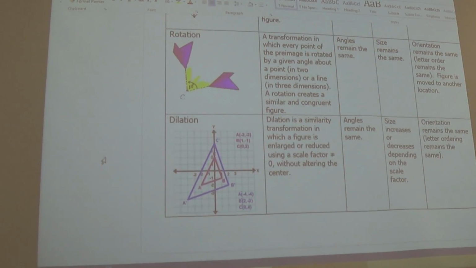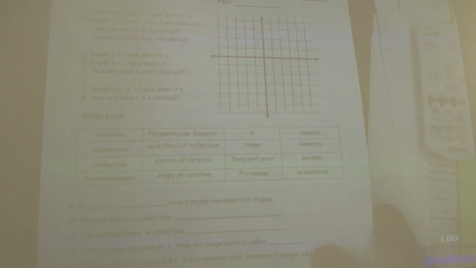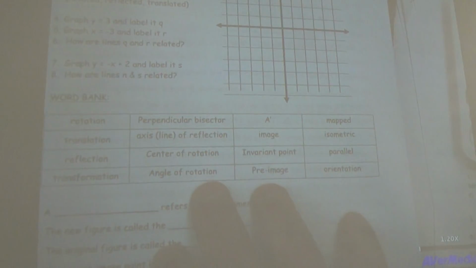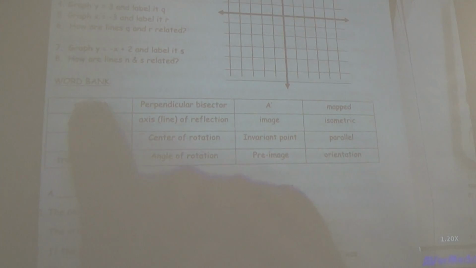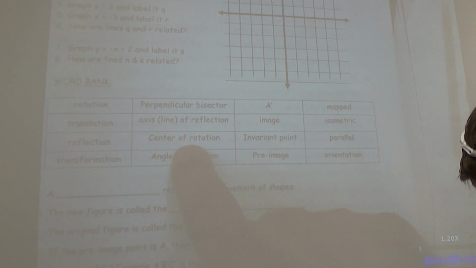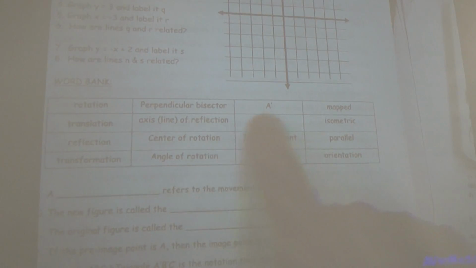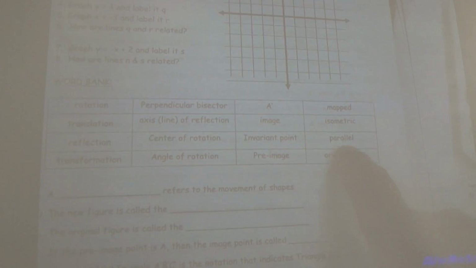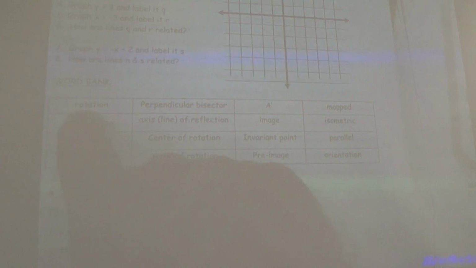So what we're going to do is we're going to start with this first problem up top. Down here in this bottom, you're going to see all this stuff: rotation, translation, reflection, transformation, perpendicular bisector, axis of reflection, center of rotation, angle of rotation, image, invariant point, pre-image, orientation, parallel, isometric, and mapped. Okay, you have also this A prime, perpendicular bisector, and rotation.